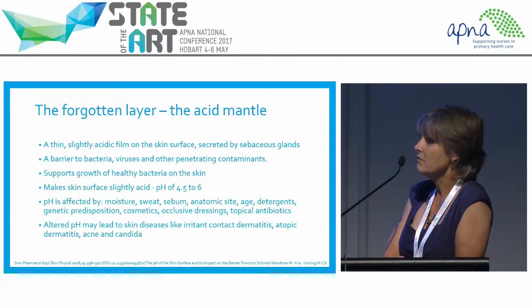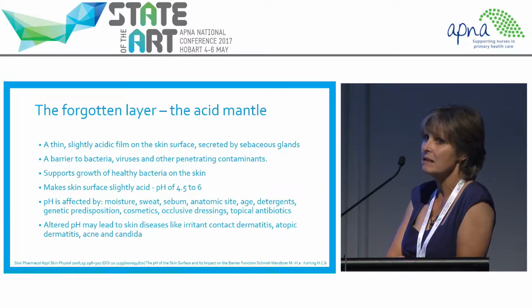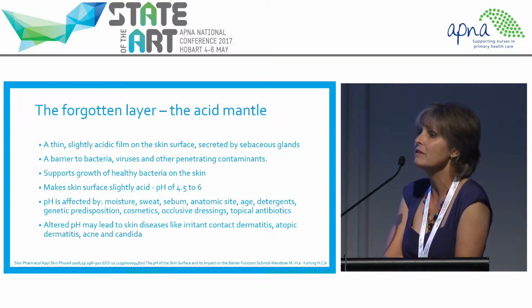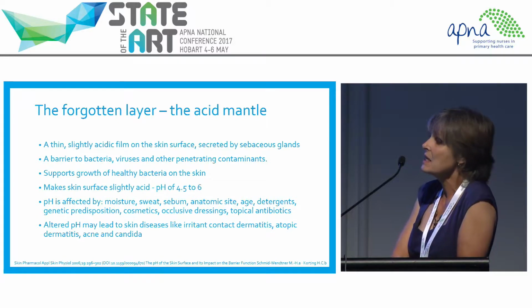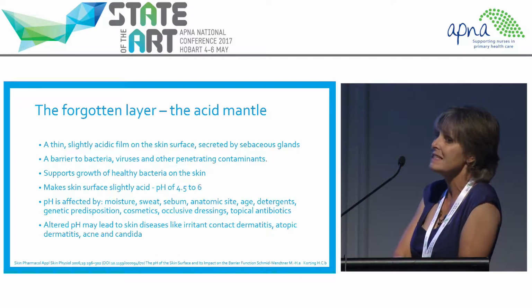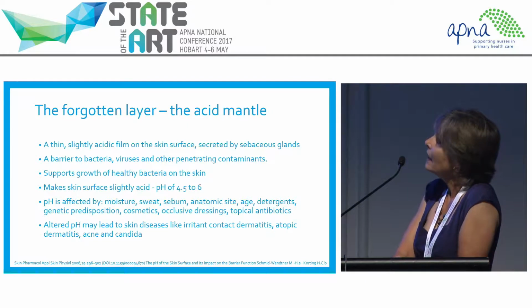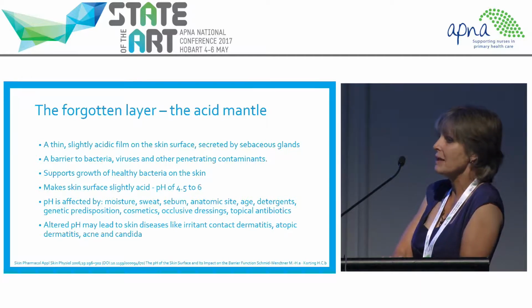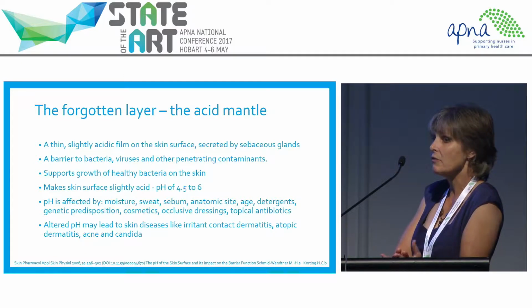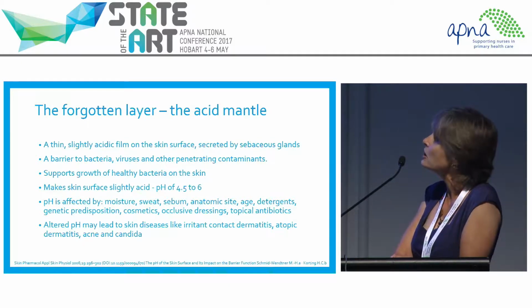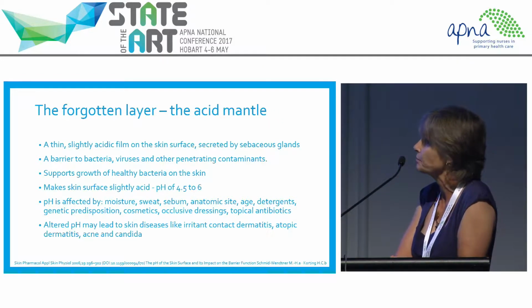And then we have the 4th layer of skin, the acid mantle. And this is often forgotten. People completely forget about this or never knew about it in the first place. So it's a thin, light, slightly acidic film that sits on the surface of the skin that is secreted by the sebaceous glands. It helps to stop bacteria getting into our skin, and it helps healthy bacteria to grow on the surface of the skin. And because of the acid mantle, the skin's pH is around 4.5 to 6.